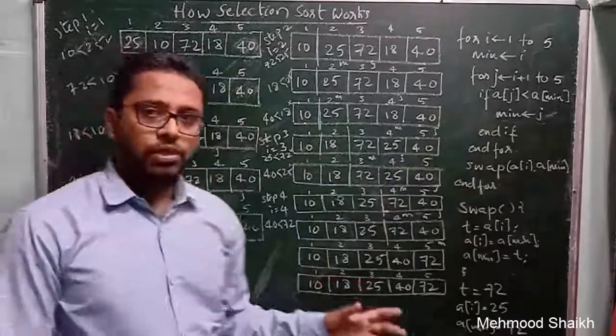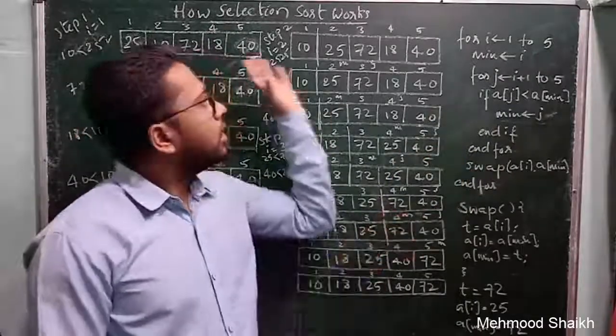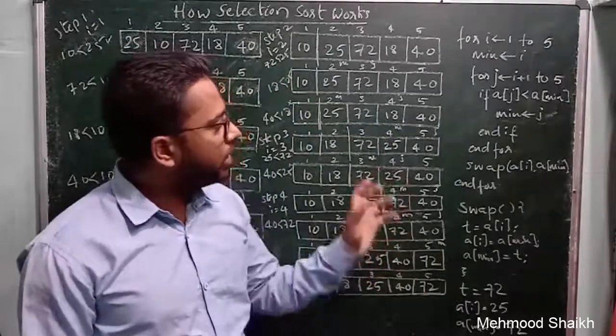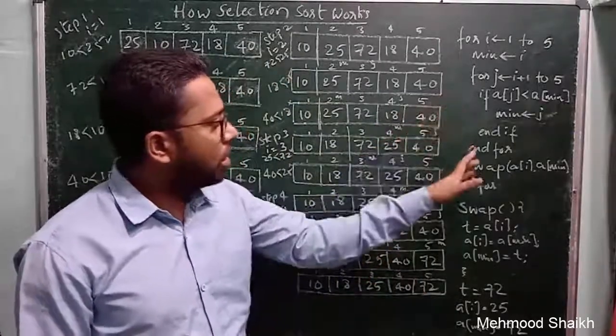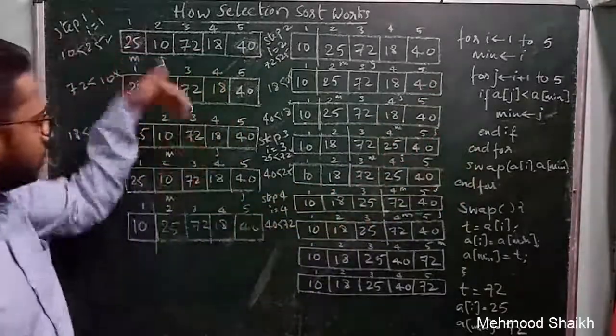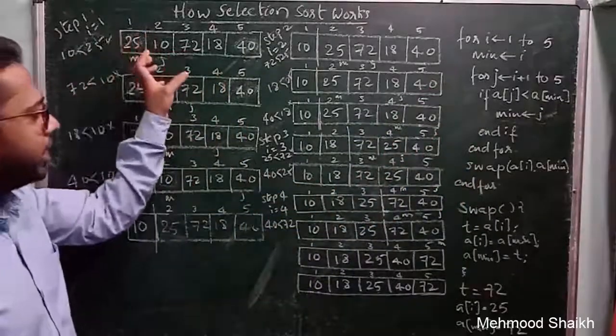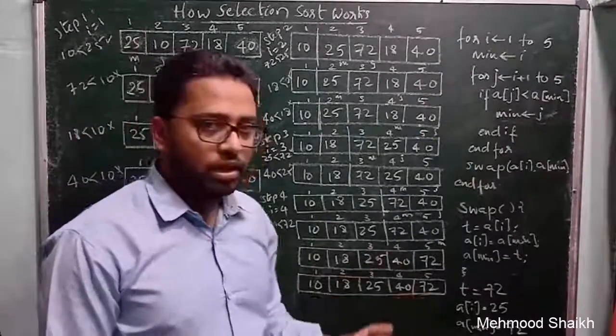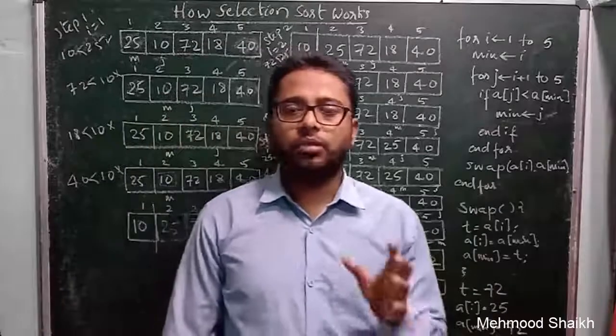Okay, so now I'm sure you guys have understood the working of selection sort. So in this video we have taken the algorithm and, according to the algorithm, I have tried to solve this unsorted array to make it sorted. Okay, so I'm sure you guys have understood the complete process of working of selection sort.